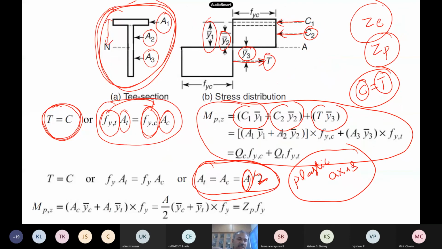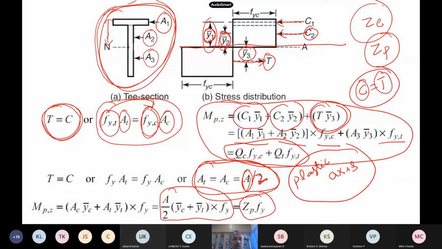But now, because it's a T section, because of unsymmetry and other issues, you can see the lever arms are computed from the equal area axis itself. So C1 into Y1 bar, C2 into Y2 bar, T into Y3 bar. You will find A1 into Y1 bar, A2 into Y2 bar, times fyc, fyt. These are our terms. And if the yield strength is the same in tension as well as in compression, then finally you get this expression, Zp into fy. This is how we calculate the plastic section modulus for these sections.